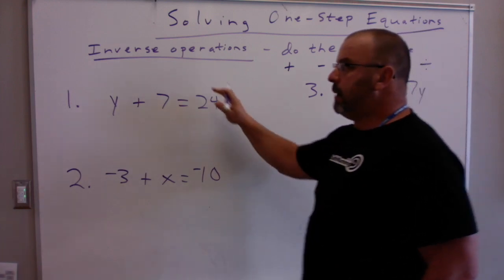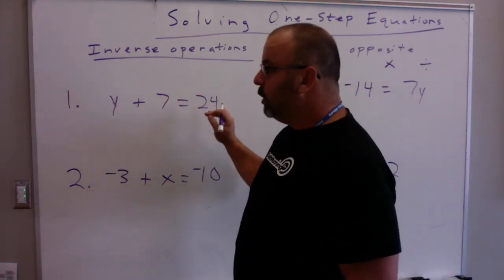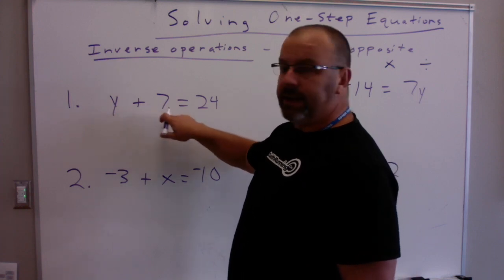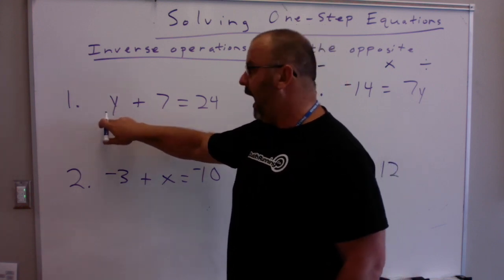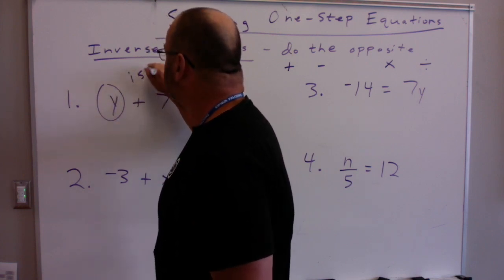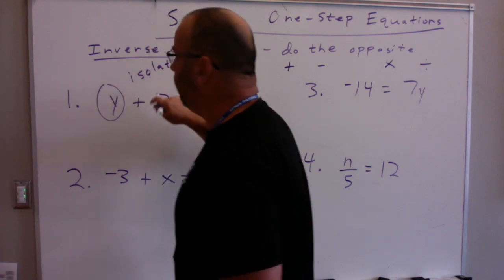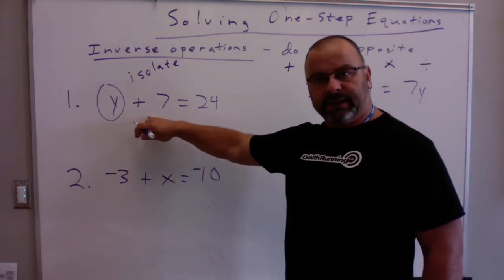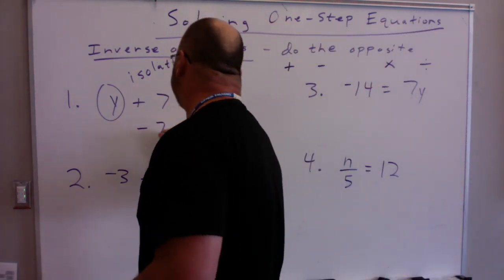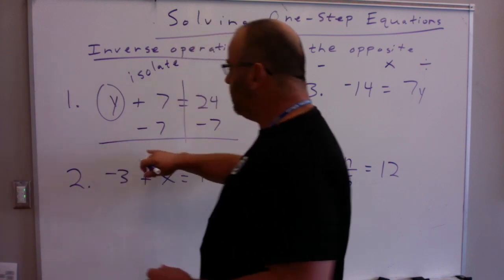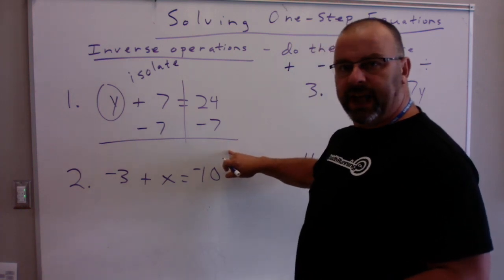So when I look at this problem right here, I'm looking at what am I doing to the variable? I am adding 7 to the variable. I want to get this variable alone. I want to do what's called isolate it. So I'm going to isolate that variable. What's the opposite of adding 7? Subtracting 7.